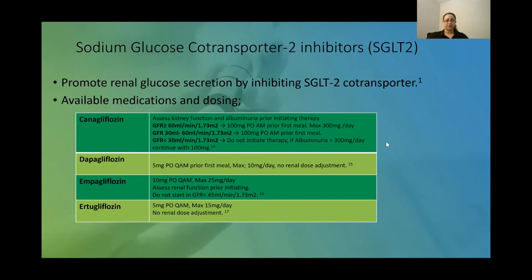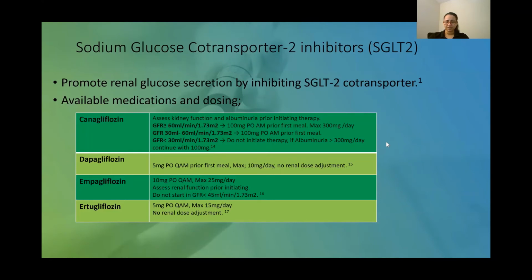If a patient has a GFR of 30 to 60 mL, patient should be taking 100 milligram by mouth prior to the first meal. And if the patient has a GFR of less than 30, we should not initiate the canagliflozin.